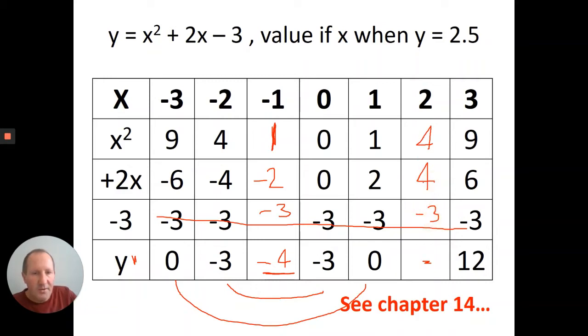So 4 add 4, take away 3, that'll be 8 take away 3, which is going to come out to be 5. And then just like the linear equations, these are now my coordinates. So when x is 1, y is 0. So I plot the coordinate for that one, 1, 0. When x is 2, y is 5. So for this one, I plot the coordinate 2, 5.